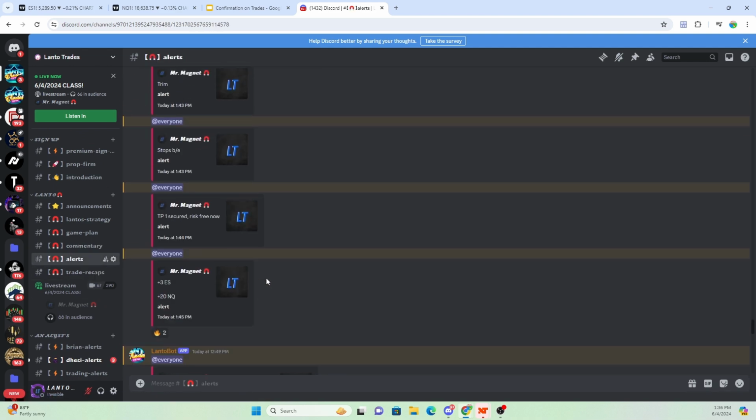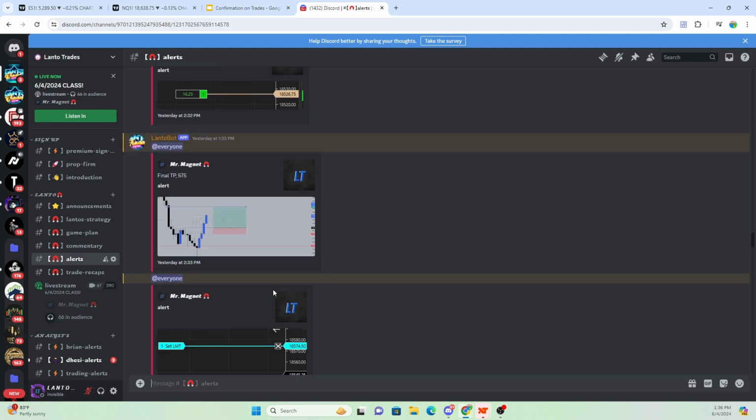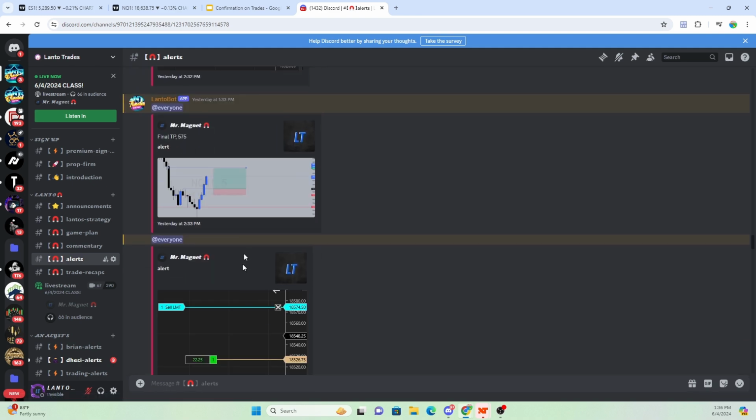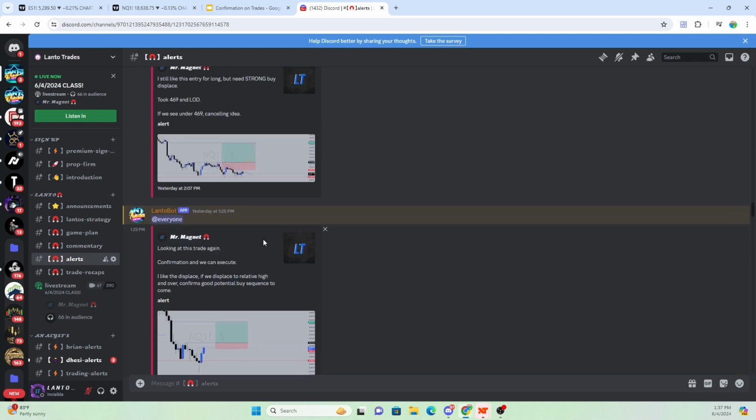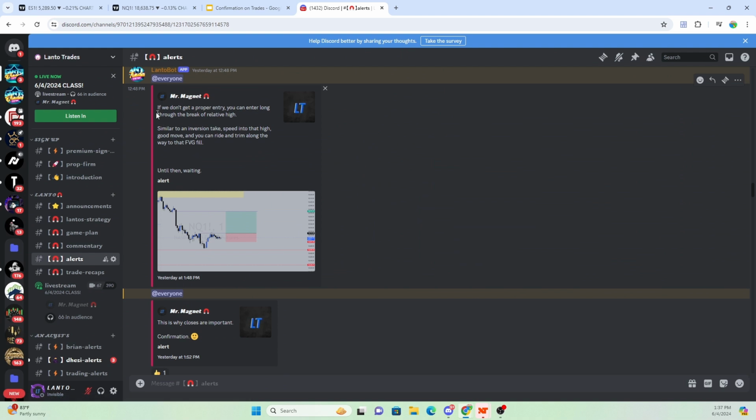Alerts, right? Where I believe it was here. Prior to our actual take here that ran very well, we were looking at a potential trade here where we wanted confirmation. We talked about it. If we don't get a proper entry, you could enter long through the break of the relative high, similar to an inversion take, speed into that high, good move, and you could ride and trim along the way to that fair value gap fill, right? So I also said this is why closes are important.